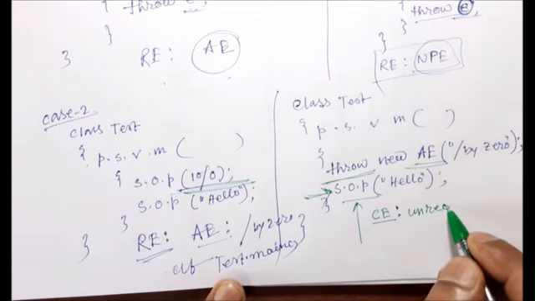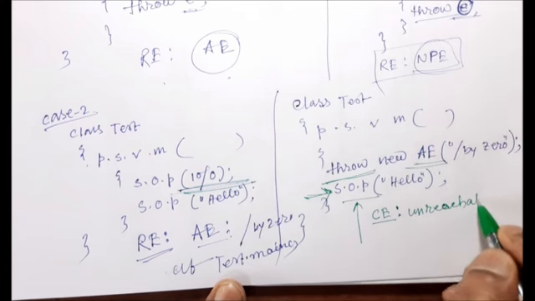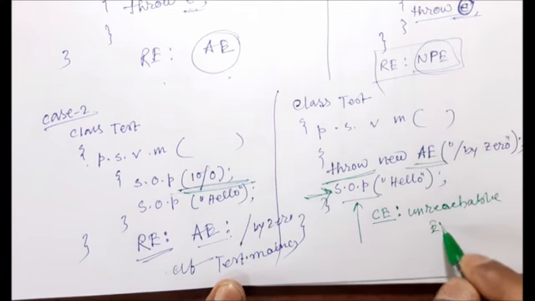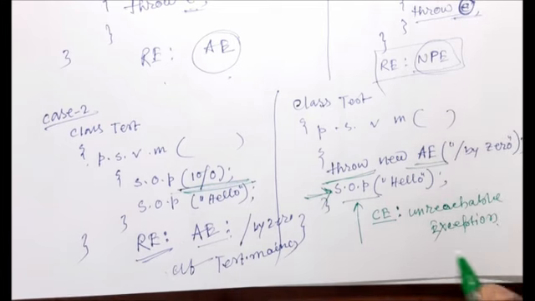Unreachable exception, showing this message, or we can say unreachable statement. So from this case 2 we can say that after throw we cannot write any statement directly.